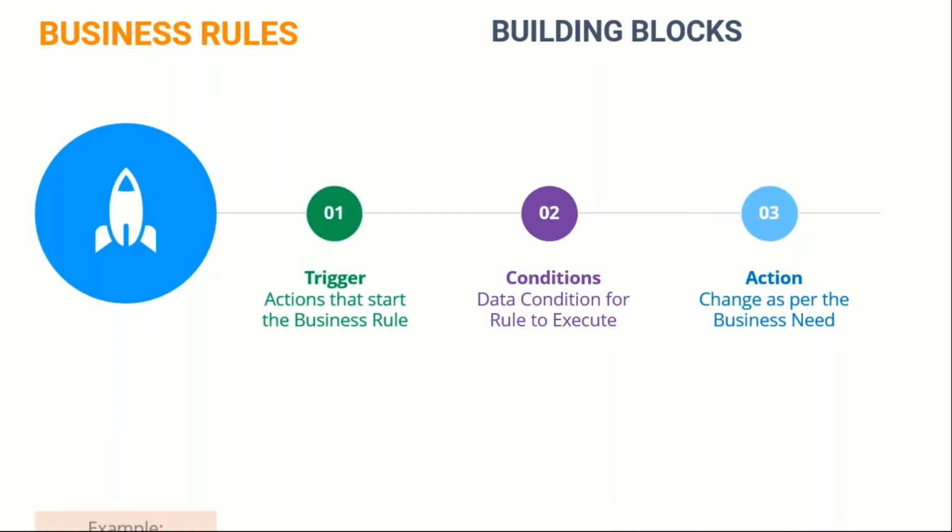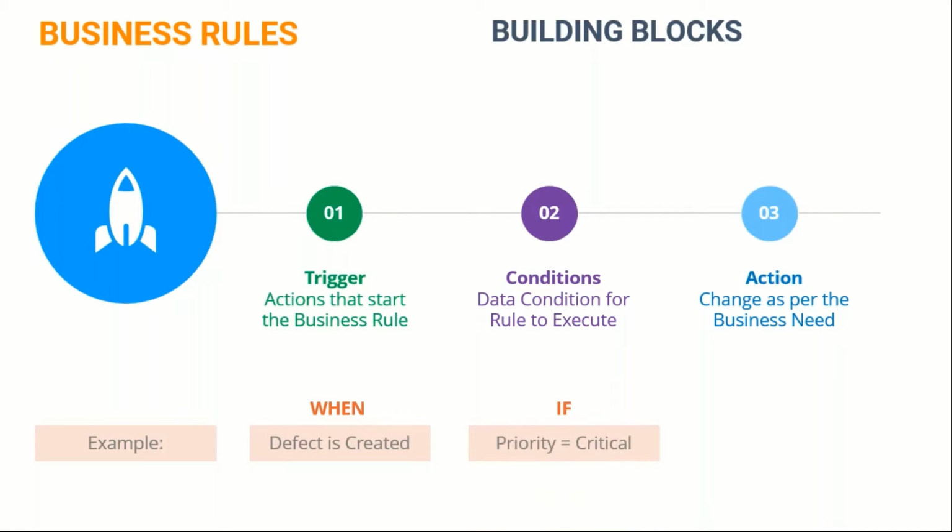Just to illustrate it with a simple example, let's say, when a defect is being created, if the priority is set to critical, then my due date should be the same as the date identified. So here we are wanting to say that whenever a critical defect is reported, just make sure that the due date is the same day, so that everyone focuses on it and tries to get it fixed on this very same day. So this is a simple business rule that one could build as part of the capability.